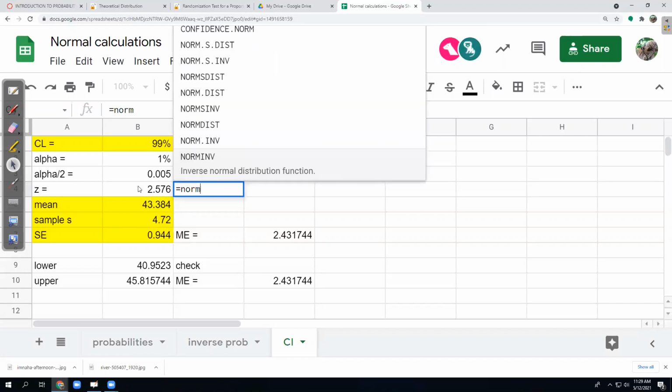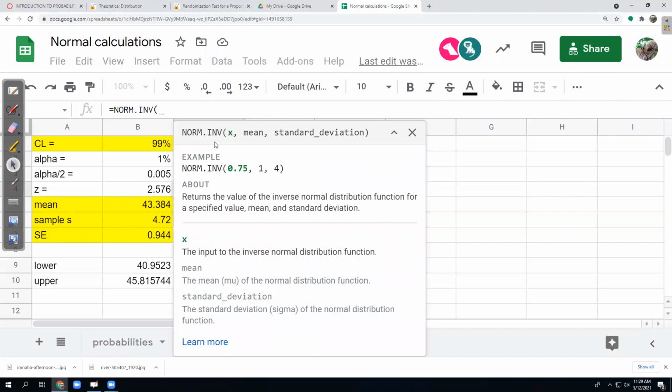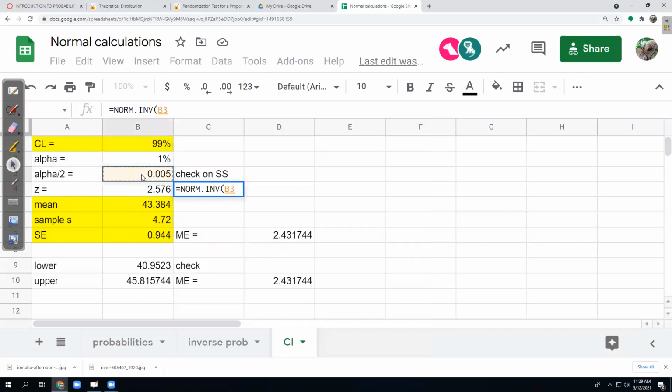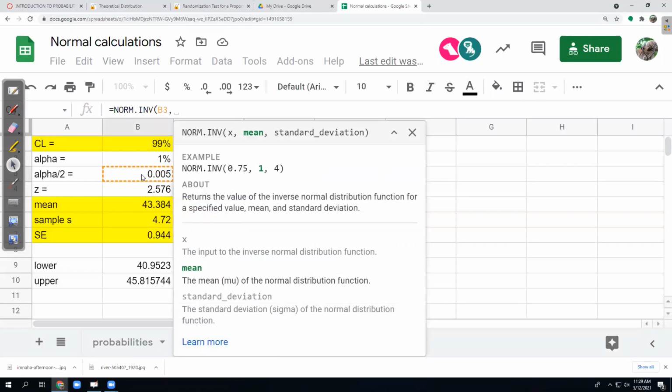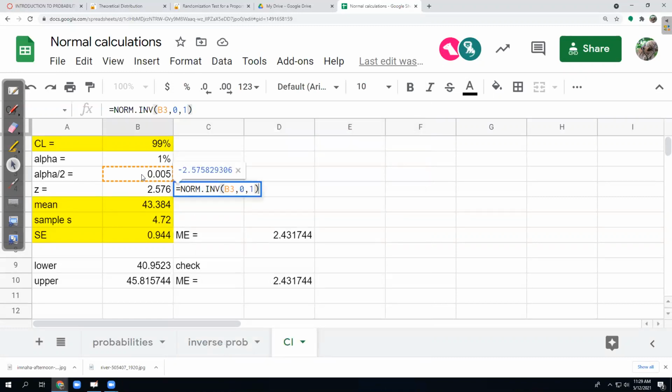Start typing normal, see what options we want, and we just want to use the dot version mainly for compatibility with Excel. And it says, what's the x value? In this case, the x value is the tail probability, comma, this is a z-score, mean is 0, standard deviation is 1. And the spreadsheet is going to give you the negative value because I gave it the left tail probability. Z-scores are negative on the left. And notice that matches to the nearest thousandth what StatKey gave me. All right, in case you missed this spreadsheet, I'm going to reshare it.